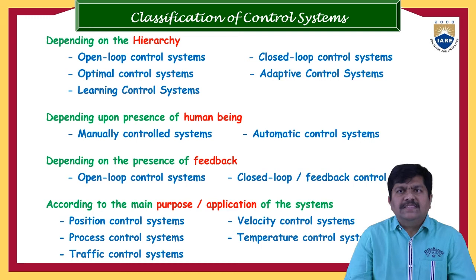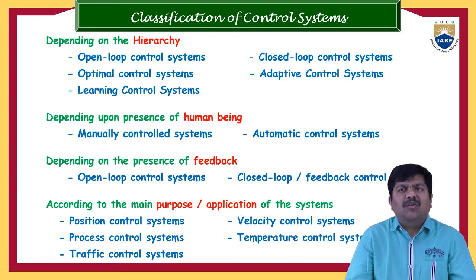The first ones are position control systems, process control systems, traffic control systems, and velocity and temperature control systems. Everybody knows what position, process, traffic, velocity and temperature are. Anyhow, in the previous videos we have discussed temperature control systems and velocity control systems. Traffic control systems are very important in some cases, especially in our Indian scenario.